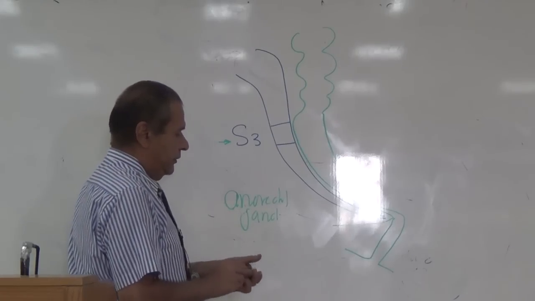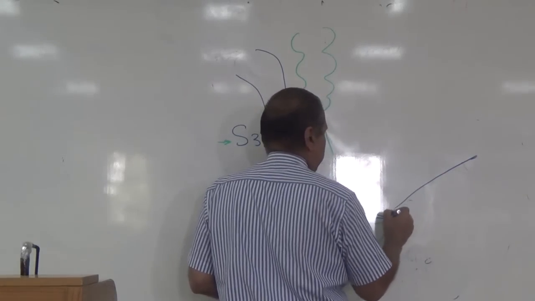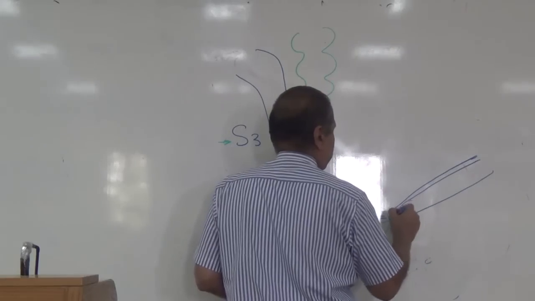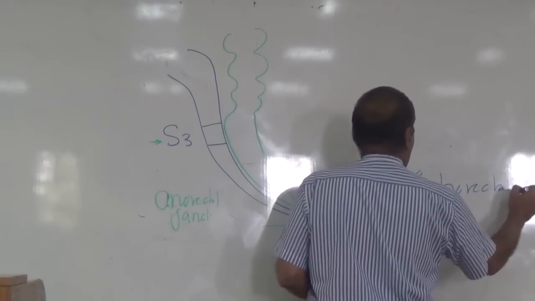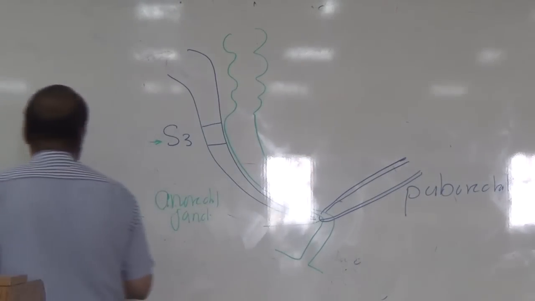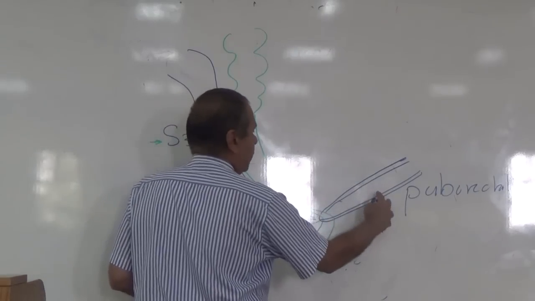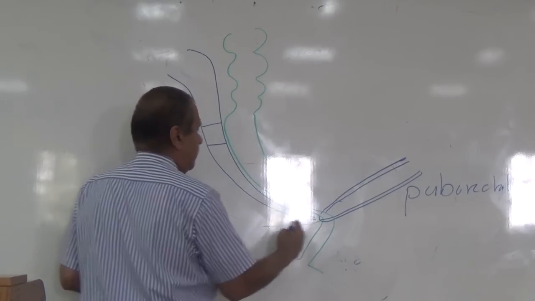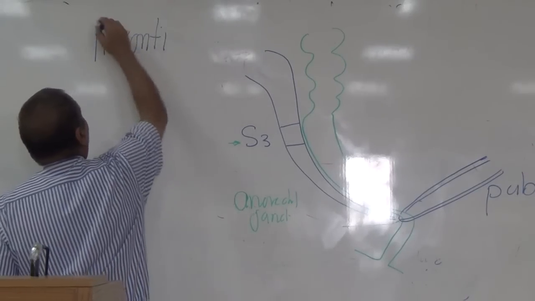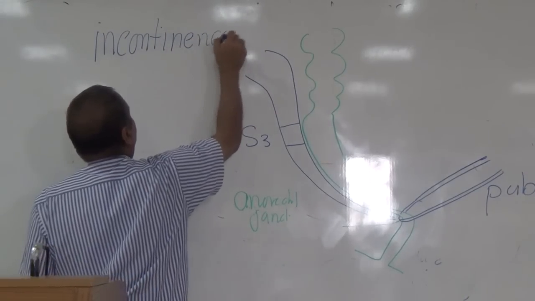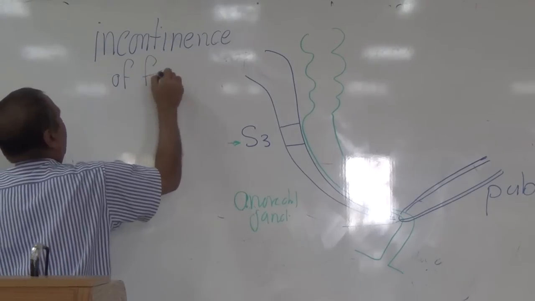This anorectal junction is pulled forward by a muscle that comes from the pubic bone and surrounds it. This muscle is called the puborectalis muscle. It comes from the pubic bone to the anorectal junction and maintains this acute angle. Damage of this puborectalis muscle will damage this angle and may lead to incontinence of stool. The patient will defecate involuntarily, incontinence of feces.